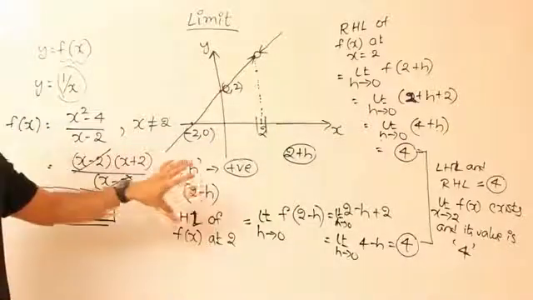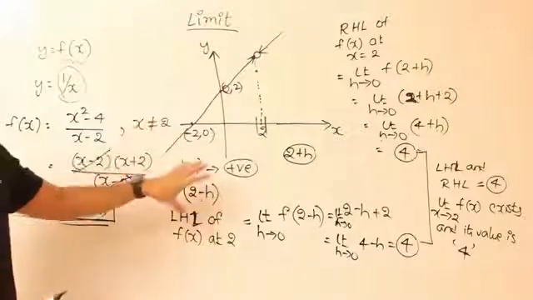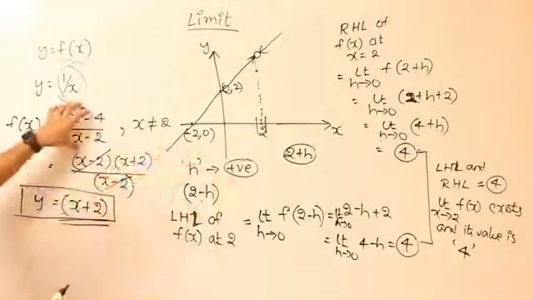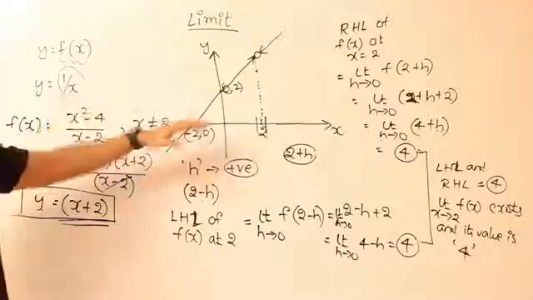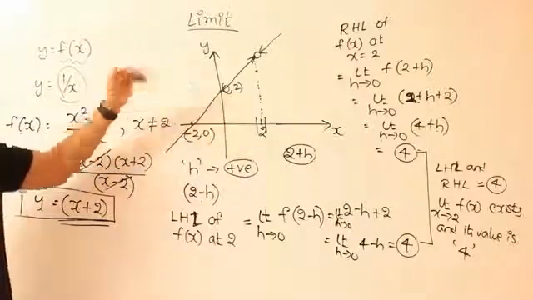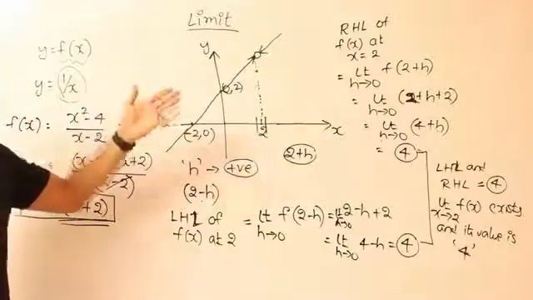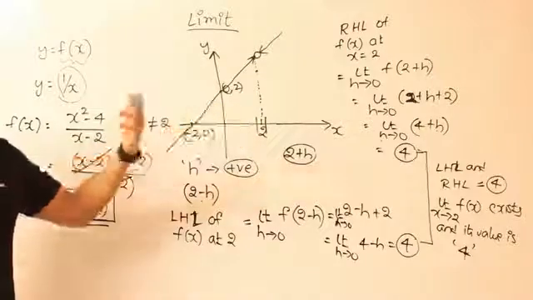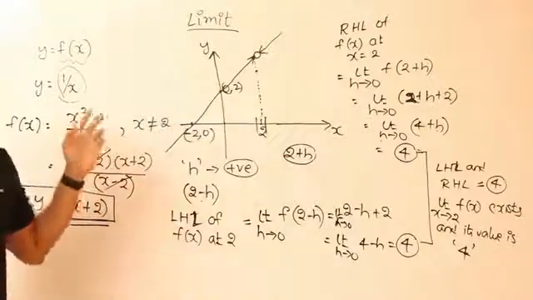Now what did we find out finally? Finally we found out that even though for the given function the value of f of x is not defined at 2, we can approximate it to 4 whenever required. That is the meaning of it.